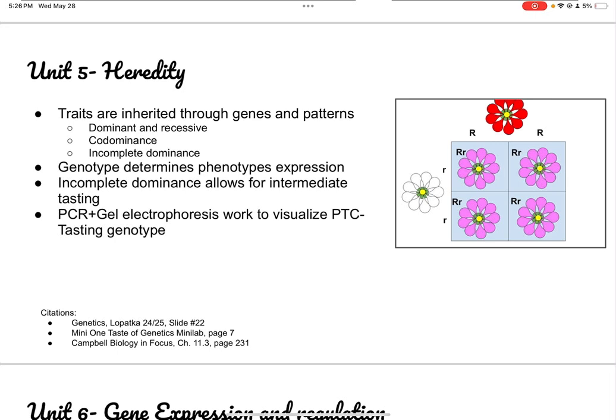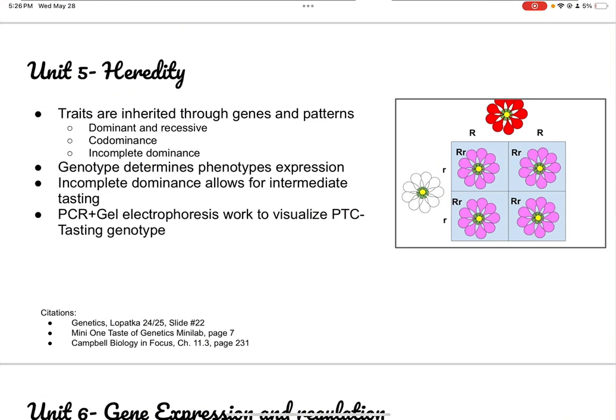The PTC tasting trait demonstrates incomplete dominance, where neither allele is completely dominant over the other. This means individuals with 2 different alleles, called heterozygous, express an intermediate phenotype between the two homozygous conditions. In practical terms, heterozygous individuals experience moderate bitter taste sensitivity, while homozygous individuals are either strong tasters or non-tasters. Through PCR amplification, we exponentially increase copies of our TAS2R38 gene, making it detectable for analysis.